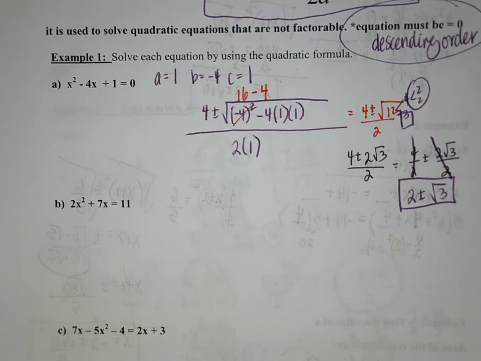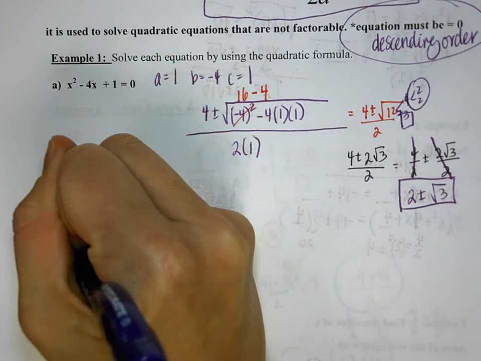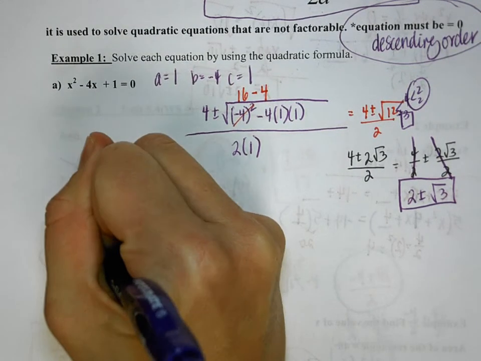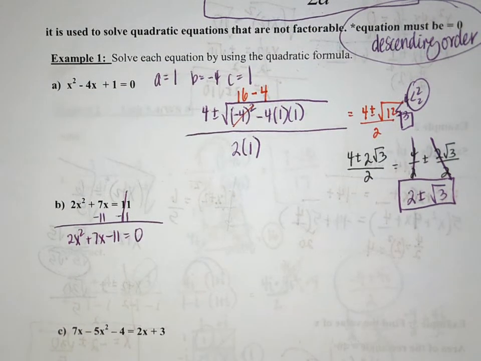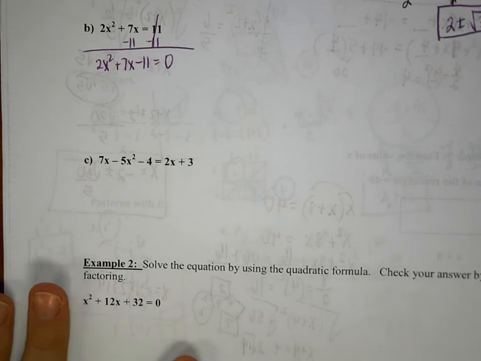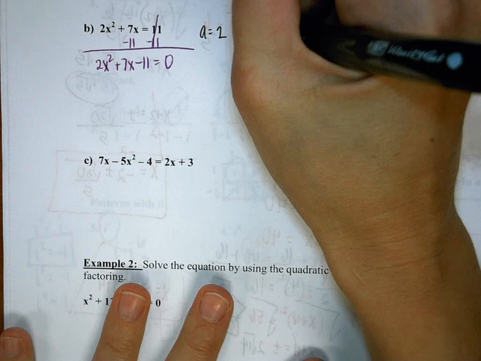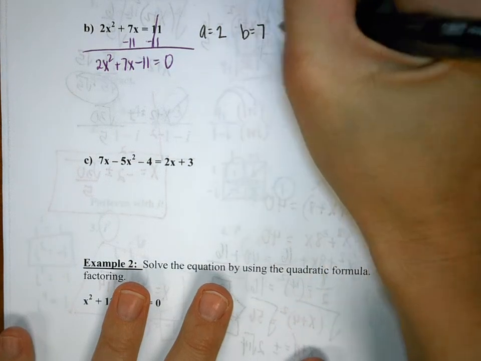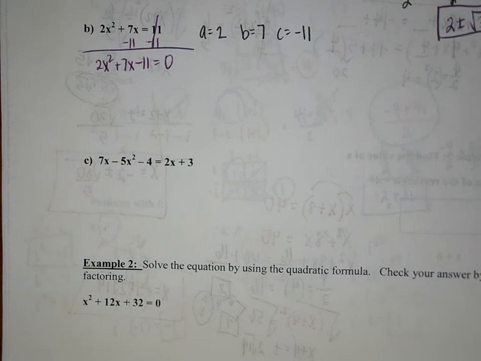All right, B. Is this set equal to 0? So what do I need to do? Very good. Subtract 11. So now I have 2x squared plus 7x minus 11 equals 0. Is it now set equal to 0 in descending order? Good. So A equals 2, good, B equals 7, and C equals -11.